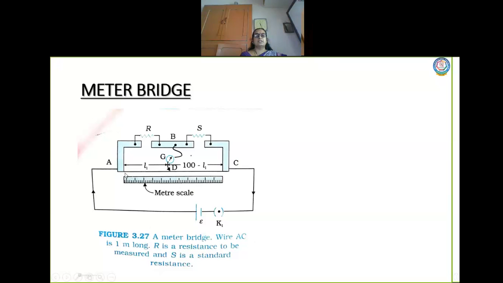Now here is the wire A and C. See here the length of this wire. The length of this wire is 100 centimeter or 1 meter. Okay, 1 meter. And this wire is fixed between 2 points A and C. Okay, it is taut. Taut means you cannot move it, it is held fixed.